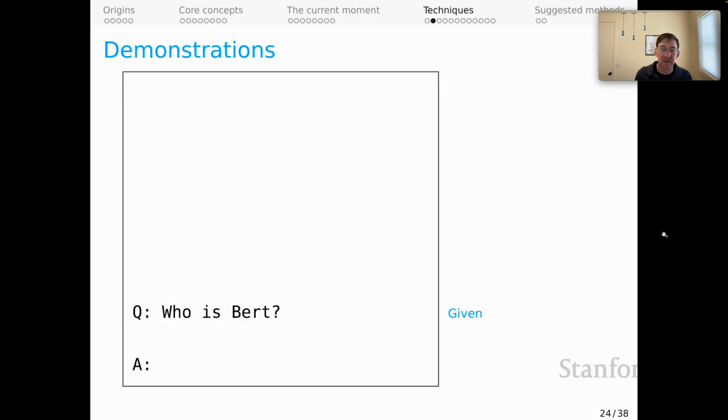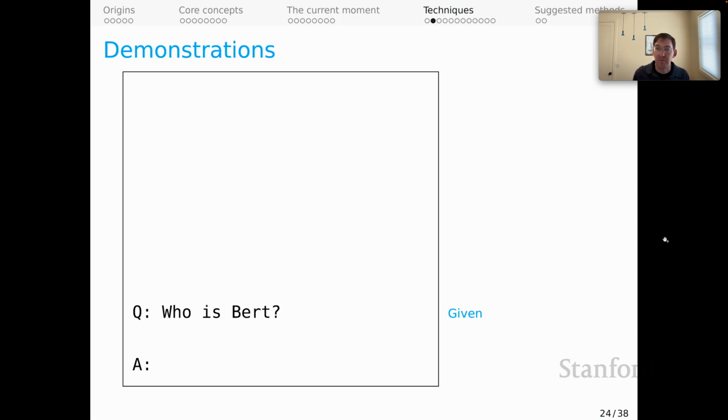So let's dive in. Let's start with the core concept of a demonstration. This is an idea that stretches back at least to the GPT-2 paper and is indeed incredibly powerful in terms of designing effective in-context learning systems. Let me illustrate in the context of few-shot open domain question answering, which is our topic for the associated homework and bake-off. Imagine that we're given the question, who is Bert? We're going to prompt our language model with this question and hope that it can generate a good answer.